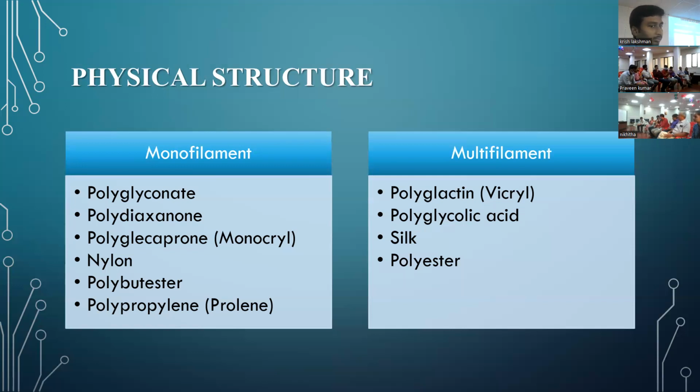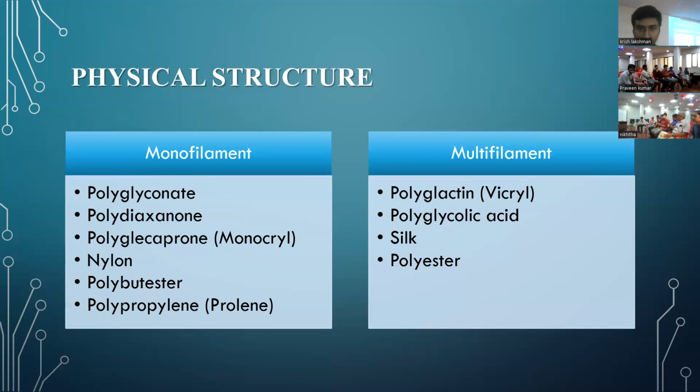Apart from that, with respect to tissue trauma, which has more trauma, multifilament or monofilament? Correct. So why is that? Because of the surface. No, see, it's simple. Monofilament is simple. Multifilament you have many strands, so obviously the diameter will be more in a multifilament. So of course the trauma will be more in a multifilament.